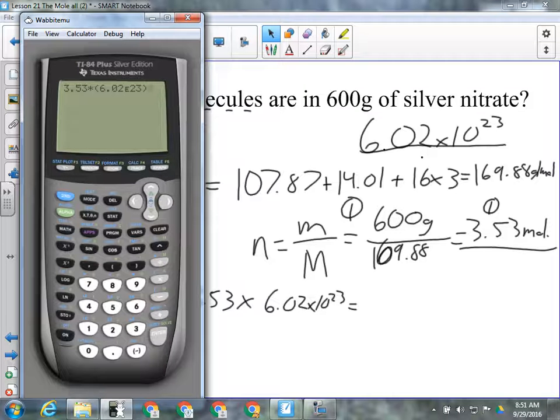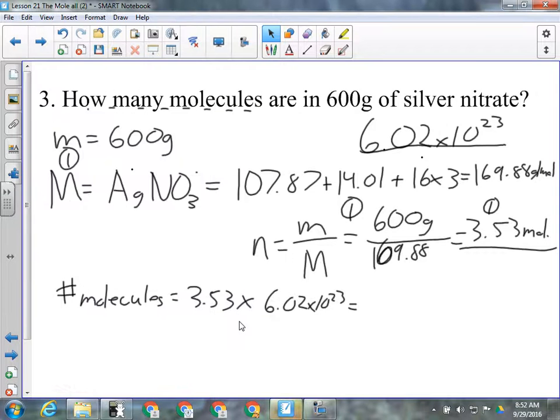If you don't have a TI, then what you do is you go brackets 6.02, and you hit either your EE button or your EXP button, and then hit 23 and close the brackets. If you're having trouble with that, call me over and I can show you how to do it. All right, so I've got that, and this is what I get. That I have 2.13 times 10 to the 24 molecules in 600 grams. Okay, so that's how I would write out my answer.